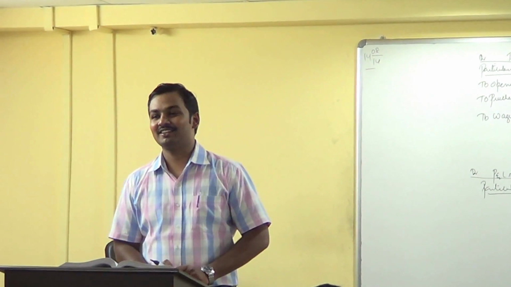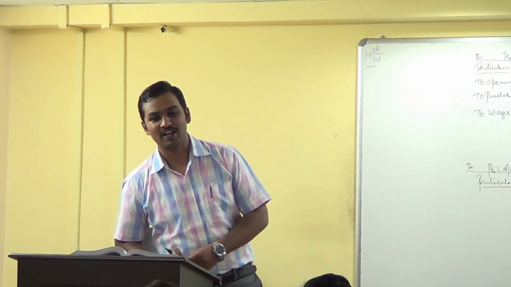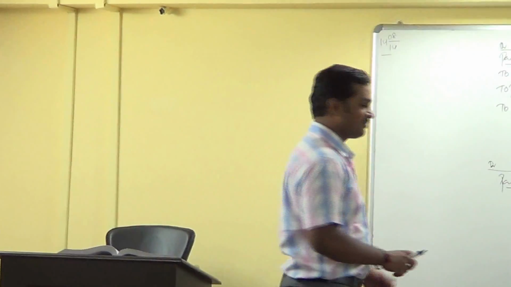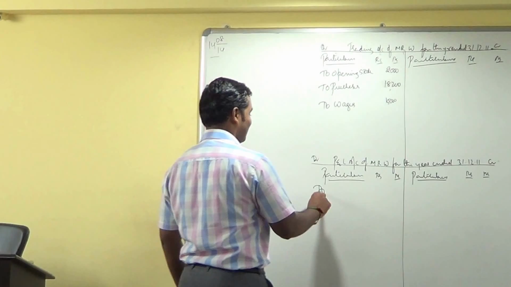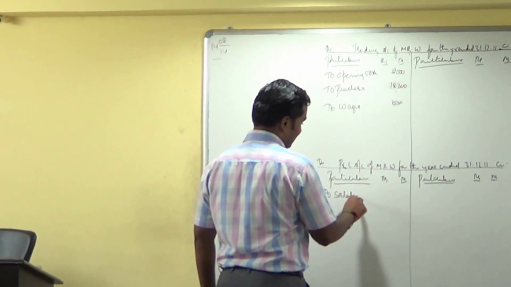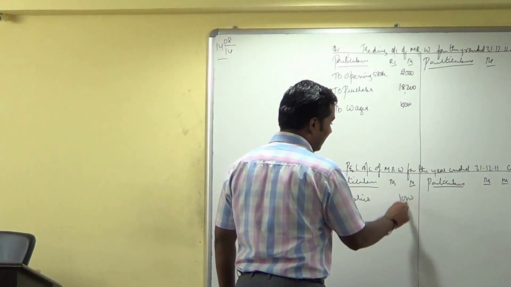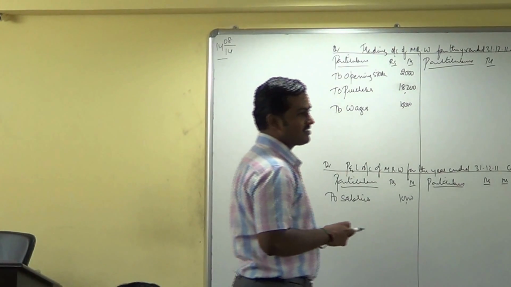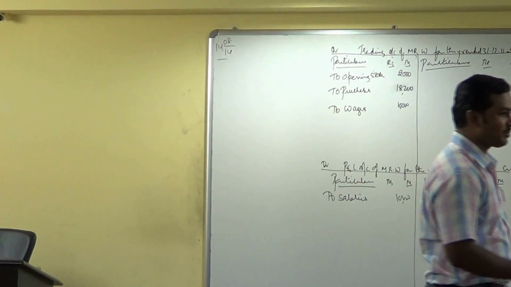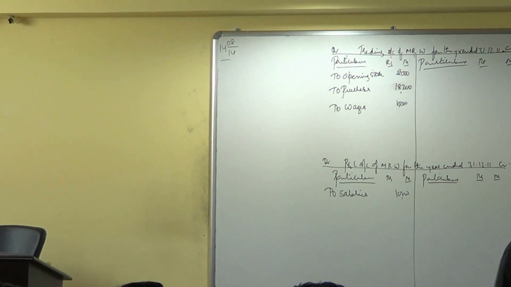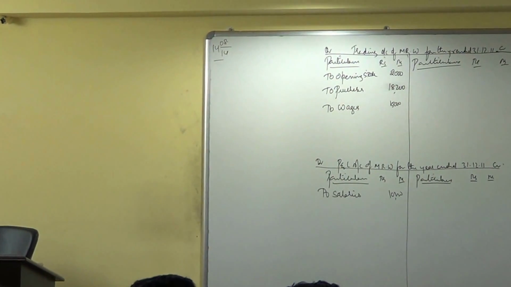Salaries account, 10,000 rupees. Where do you show salaries? P&L account, profit and loss account. To salaries. Again we are doing some killing now. Salaries is closed by transferring it to the profit and loss account.